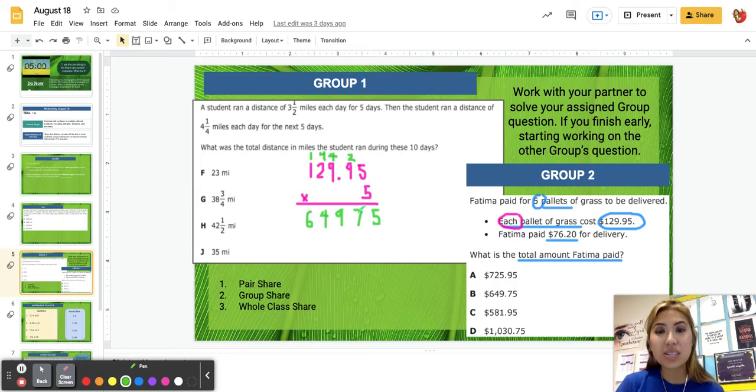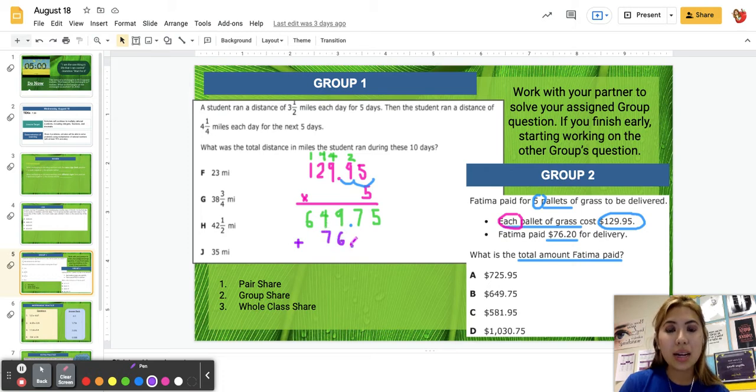Okay, so our answer is not 64,975. We have to move our decimal point 2 places to the right. So then in our answer, we're moving it 2 places to the left because we're moving it in the opposite direction, right? So our answer is actually $649.75. Not our final answer, but our answer to how much was paid in total for the grass. We have yet to calculate the delivery costs or to add that into our expenses. So what we're going to do is add together the $76 and the 20 cents.